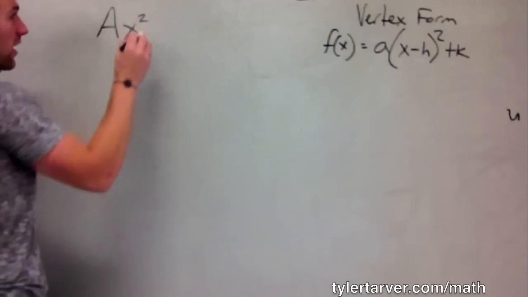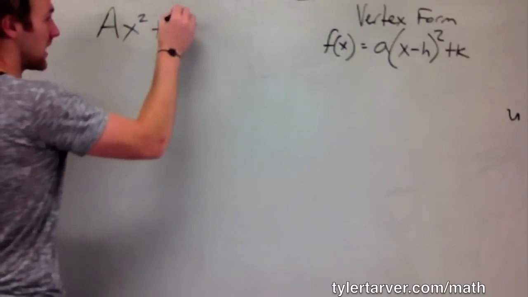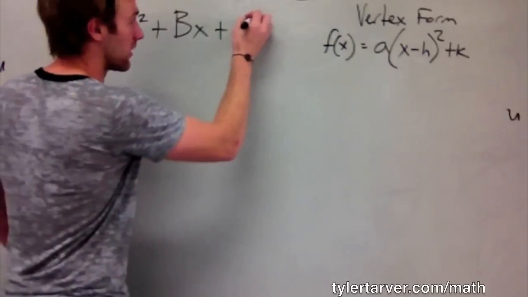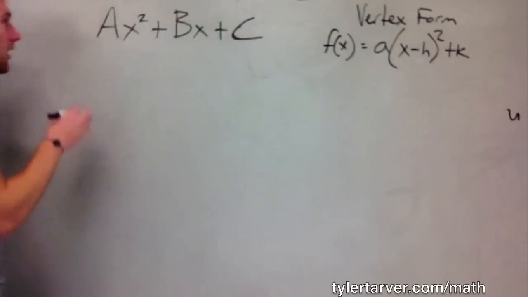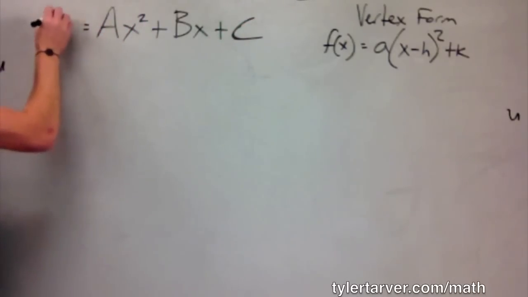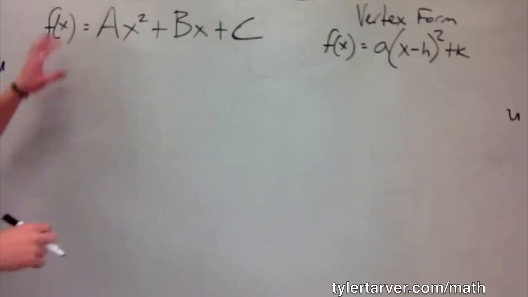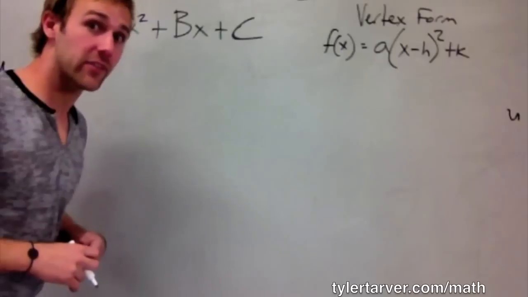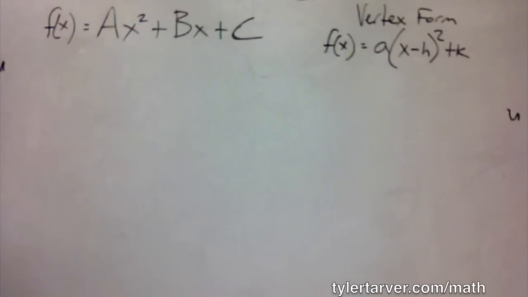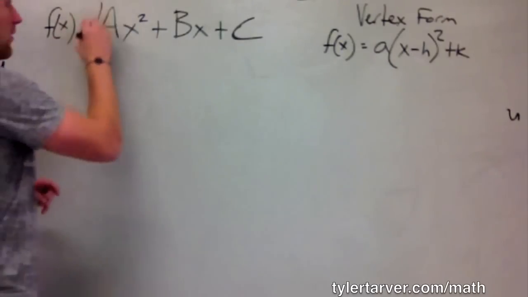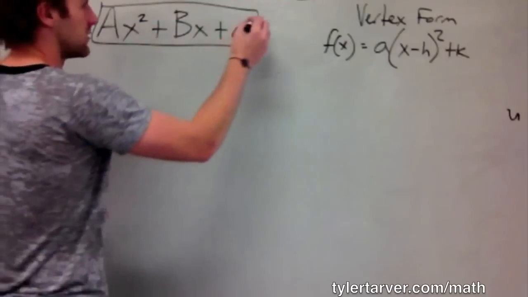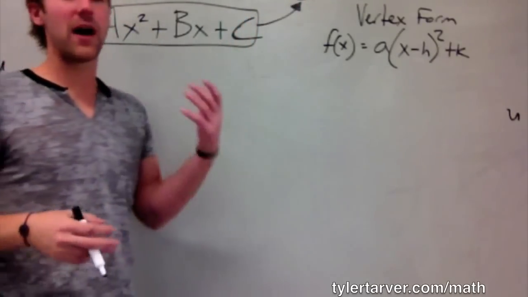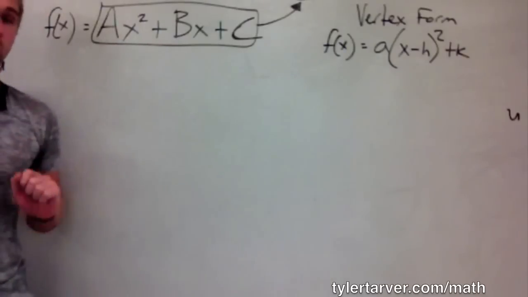ax squared plus bx plus c. Let's make that c a little bigger, so it doesn't feel left out. Okay, now, f of x, that's just like saying y equals all this stuff. Fancy. All right, now, that is standard form. This little guy right here. That's important to remember. Now, I'm going to hit you with all the important stuff you need to know about what it looks like in standard form.